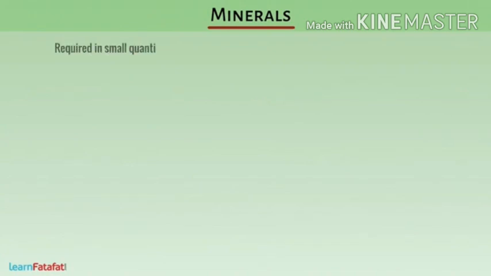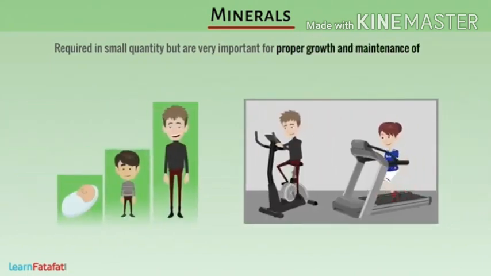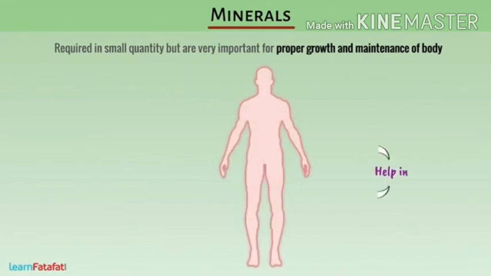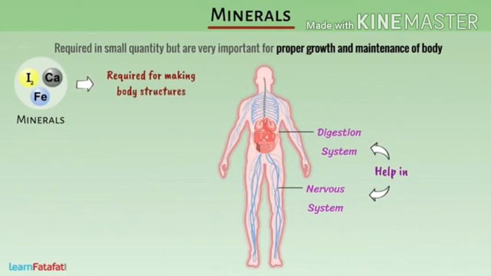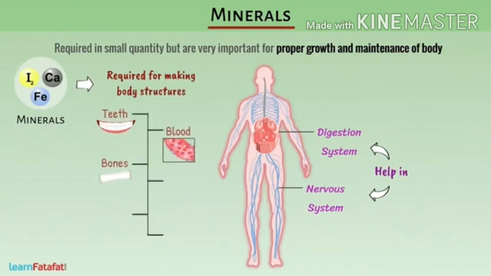Minerals. These are required in small quantities but are very important for the proper growth and maintenance of the body. They help in body processes such as the digestive system, nervous system, etc. Many minerals are required for making body structures such as teeth, blood, bones, skin, hair, muscles, etc.